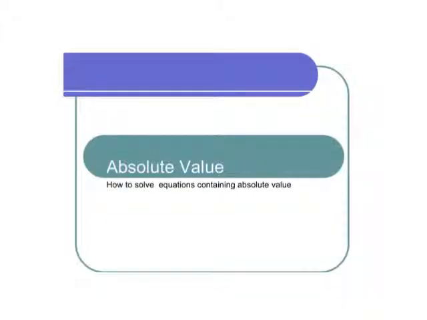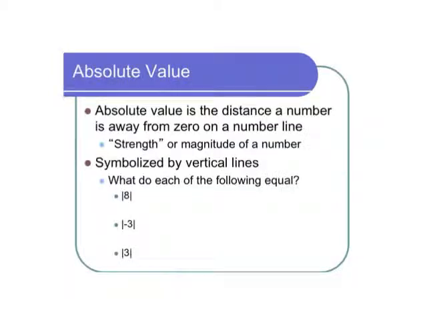So today we're going to talk about absolute value and what that means, and what it means when we have equations that contain absolute value, how we can solve those, and so forth. As a definition, absolute value is the distance that a number is away from zero on the number line. That's the actual definition for absolute value.